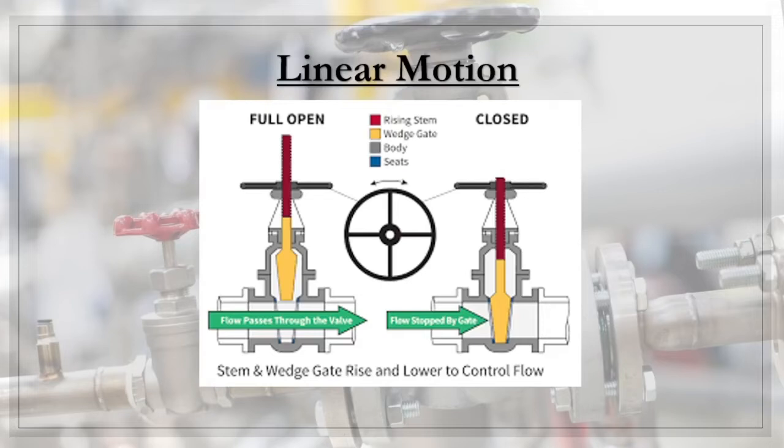When you close it, now the wedge gate gets in contact with the valve seat. Over here we don't show the seat, but you can imagine that. So on the left diagram, the flow is able to pass through the valve, and on the right diagram, the flow is stopped by the valve gate, or the valve orifice, or the valve trim. Okay, so this is an example of linear motion because the valve trim is moved. The movement is vertical, from top to bottom.